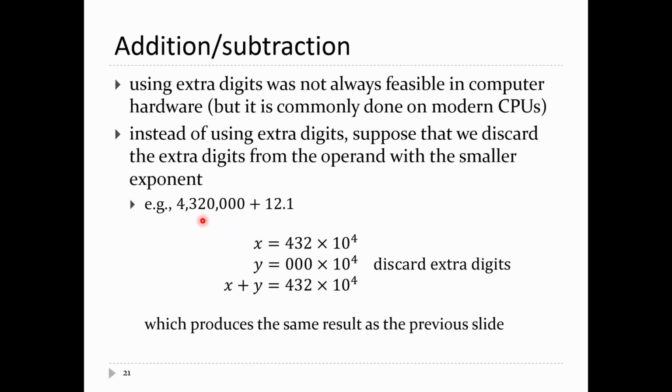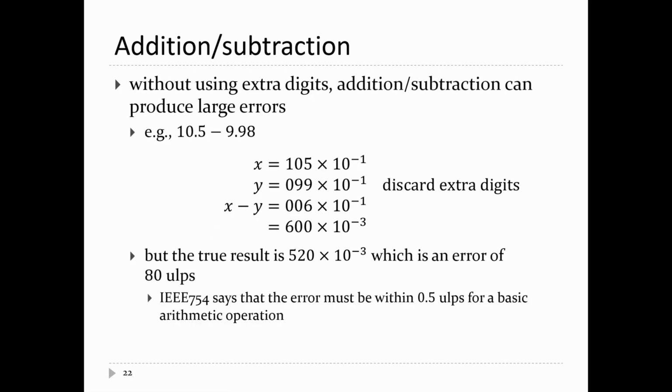And so what does that tell you? It means you can't compute that sum in our format correctly. In fact, you can't even compute it at all. You end up with the original value, the first value. All right, so if you don't have any extra digits, then floating point arithmetic becomes very, very inaccurate. It becomes extraordinarily inaccurate.